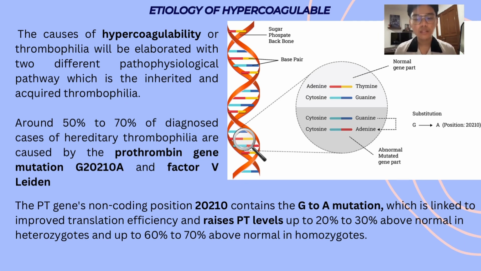The PT gene's non-coding position 20210 contains the G to A mutation, which is linked to improved translation efficiency and raises PT levels up to 20% to 30% above normal in heterozygotes and up to 60% to 70% above normal in homozygotes.